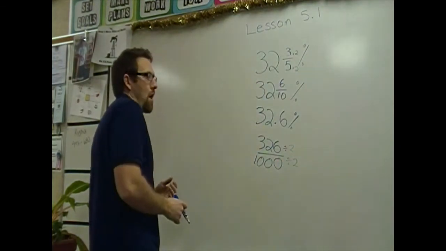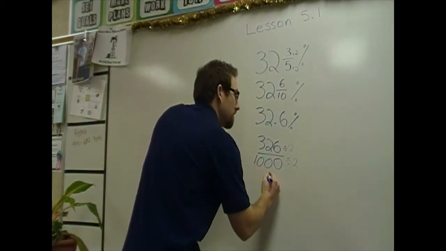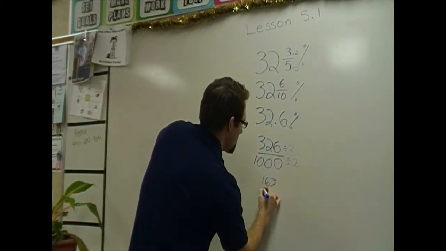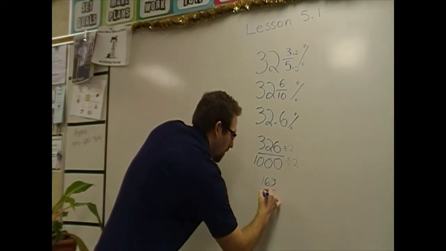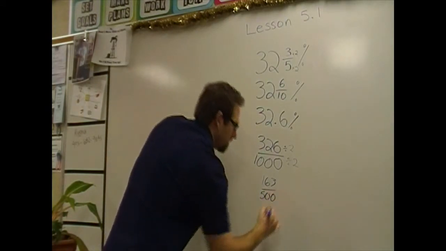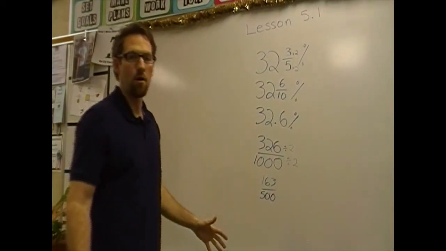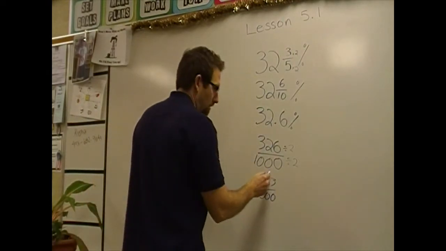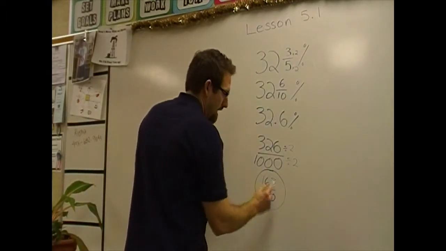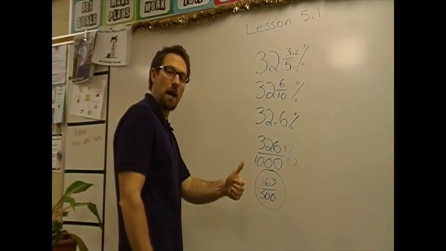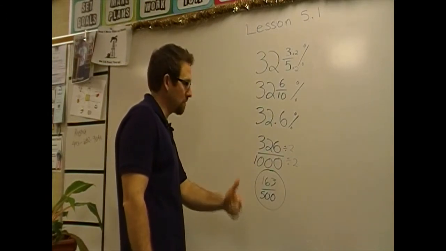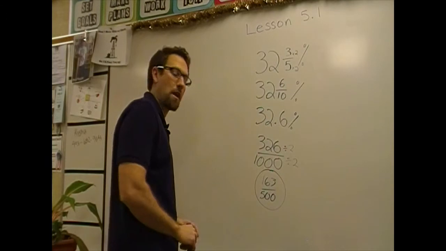Dividing by 2, top and bottom, it's going to give us 163 over 500. Can't reduce that anymore. That's as much as it can reduce. So I'm going to circle that because that's one of my answers, right? Because we're looking for the fraction and the decimal. Well, we've got the fraction there. That's one of our answers.